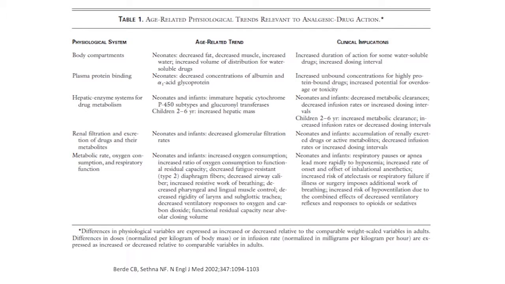Their changing body composition leads to changes in both drug metabolism and excretion, and these changes are significantly dependent on age. This table describes some of the age-related physiologic trends that are relevant to analgesic drugs and highlights the importance of age in drug effect and metabolism.